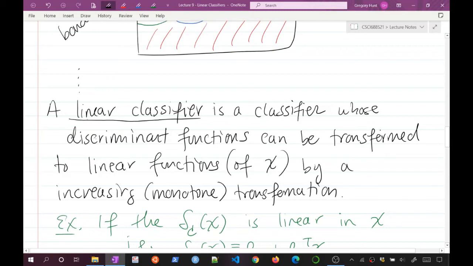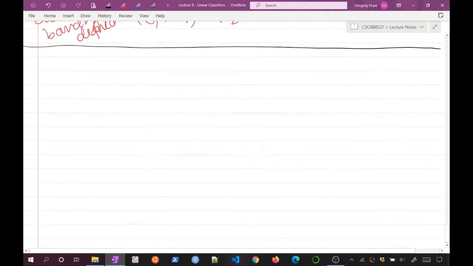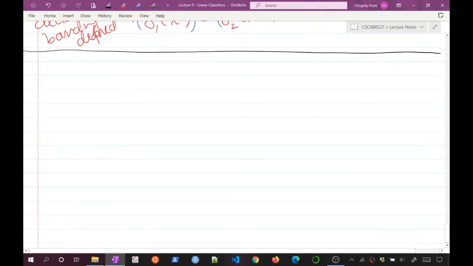A linear classifier is a classifier whose discriminant functions can be transformed into linear functions of x by an increasing transformation. That's a large class of classifiers, because not only do you need linear discriminant functions, there just has to be some way we can make these into linear through monotone transformations. One such example, and the pinnacle example we're going to look at today, is called linear discriminant analysis.